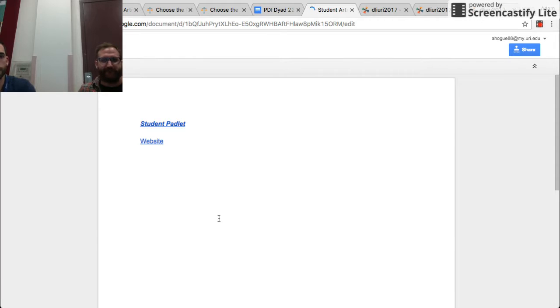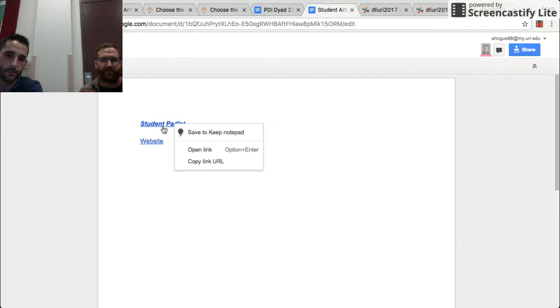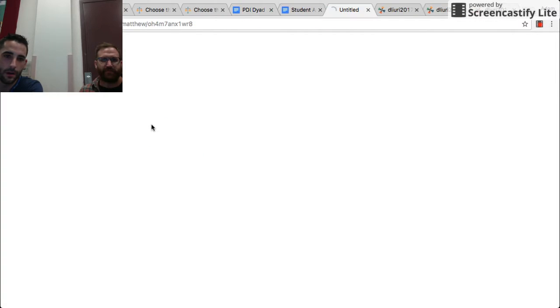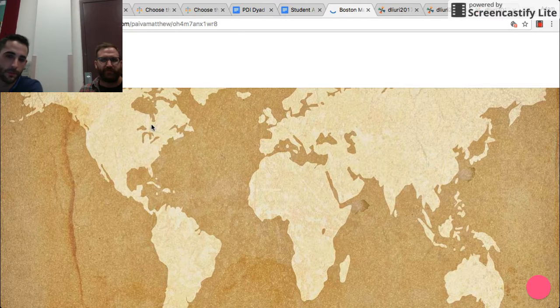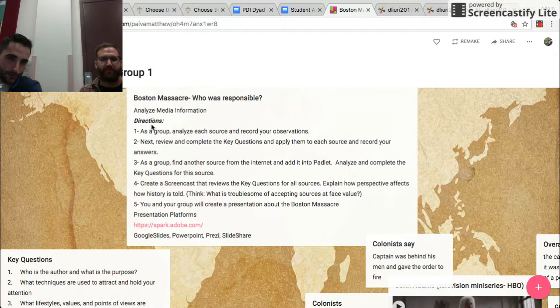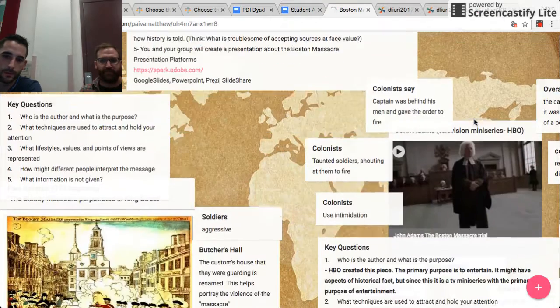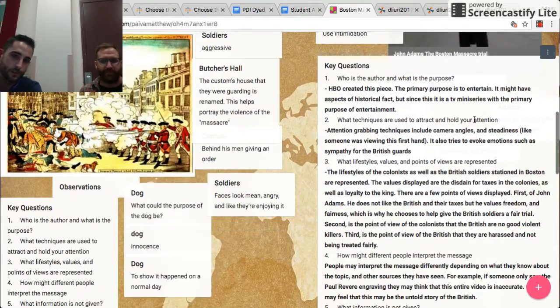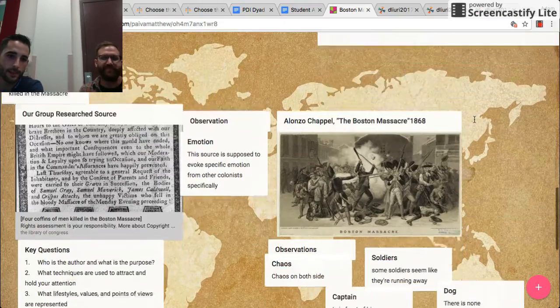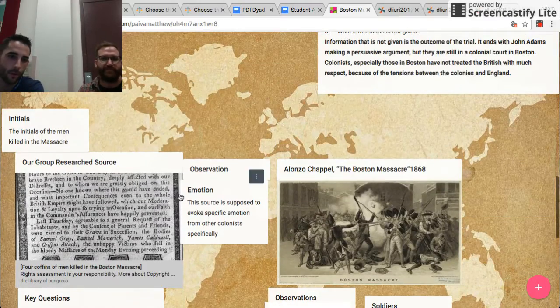All right. So I just put a Google Doc here with each one. The students chose their own topic on pre-revolutionary America, and it brought them to a Padlet. So group 1 chose Boston Massacre. I put a bunch of documents up there for them to first observe, and I put student work, and then they had to go back, find their own in the research, and then create observations.